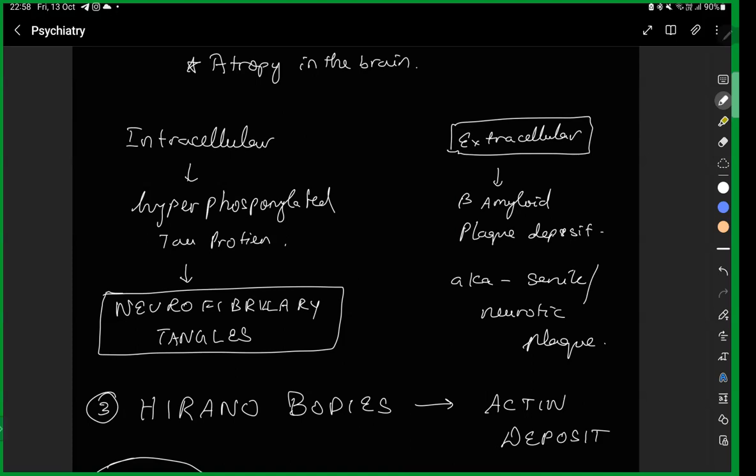If you don't know, kindly go today itself and try to read amyloidosis because this is very, very important. You need to understand what is amyloidosis because they are some intracellular accumulation. It is going to get accumulated in a variety of areas. That is why your amyloidosis topic per se is very, very important.